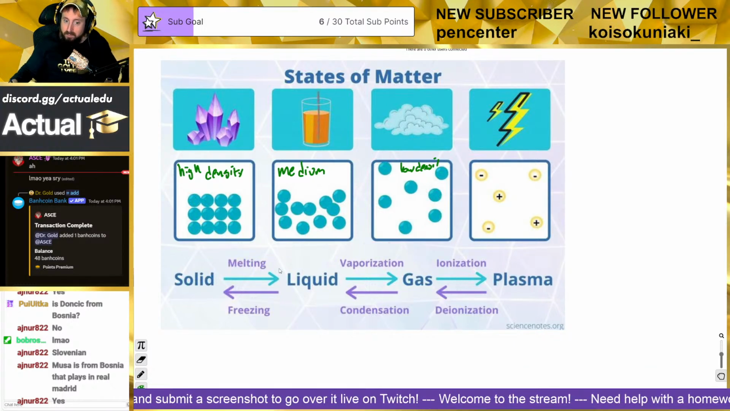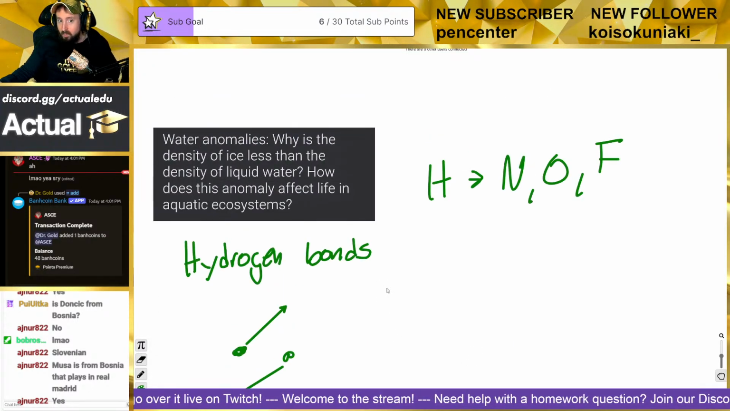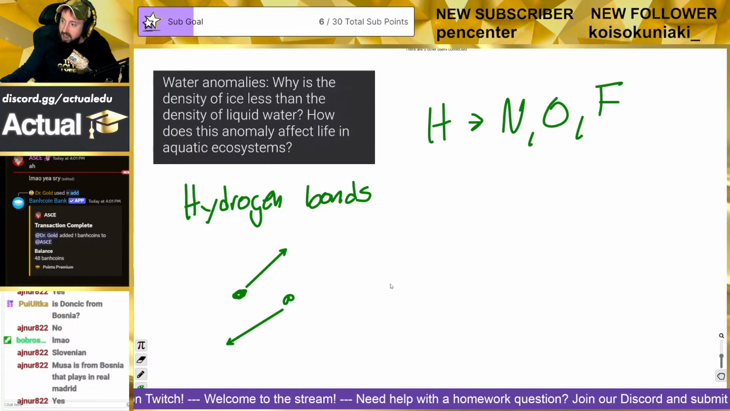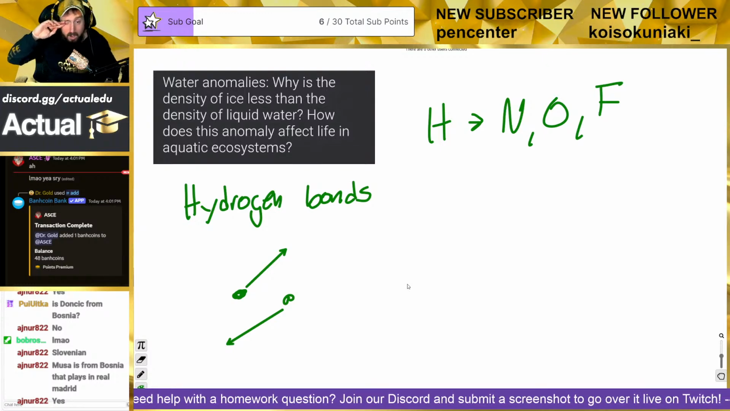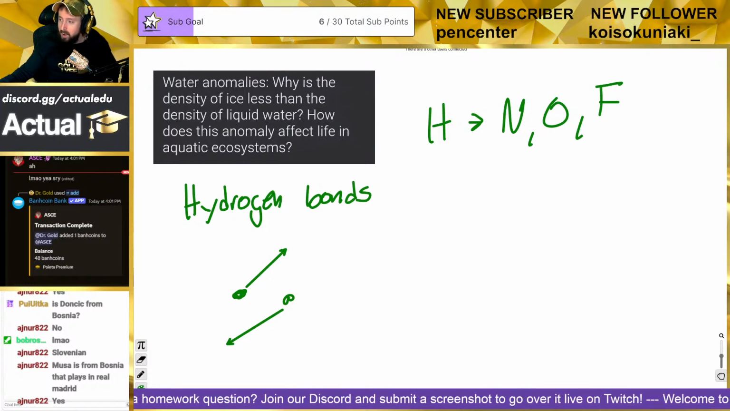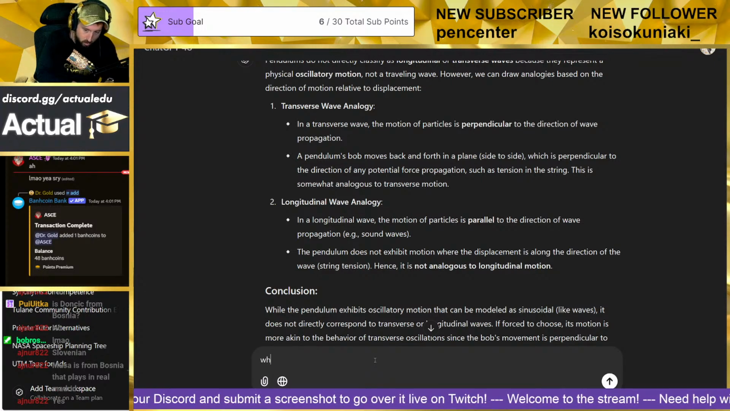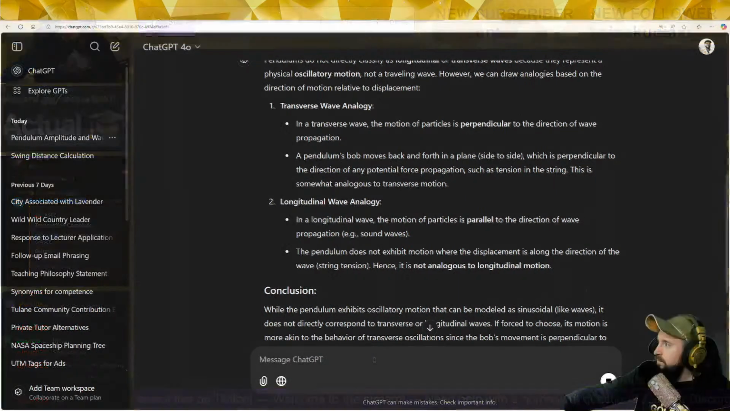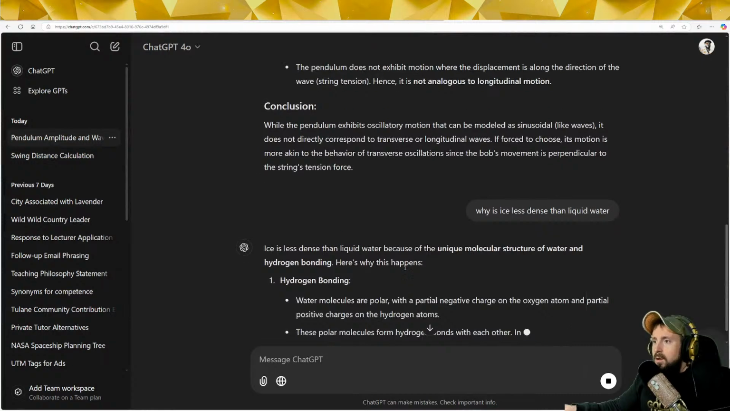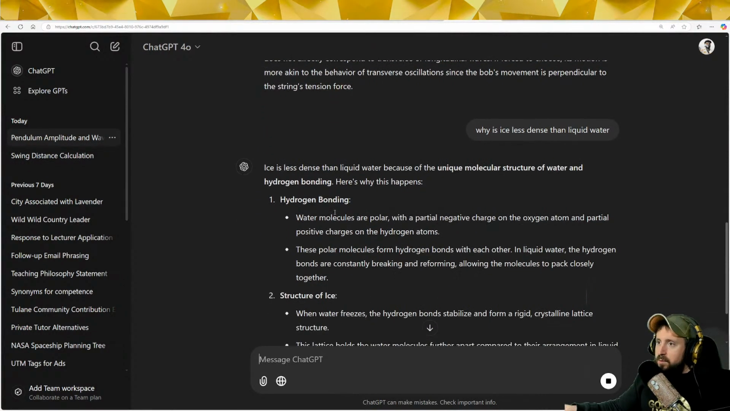So usually as things become more solid, they should have a higher density. However, water does not. If you've ever noticed, ice floats. If you put ice, which is solid water, in a drink, it usually floats to the top, right? And I believe the reason for this is hydrogen bonding. I think the bonding is so strong that it creates some sort of lattice thing. Let's see. Why is ice less dense than liquid water? They say hydrogen bonding as well. Cool. That's what I thought.